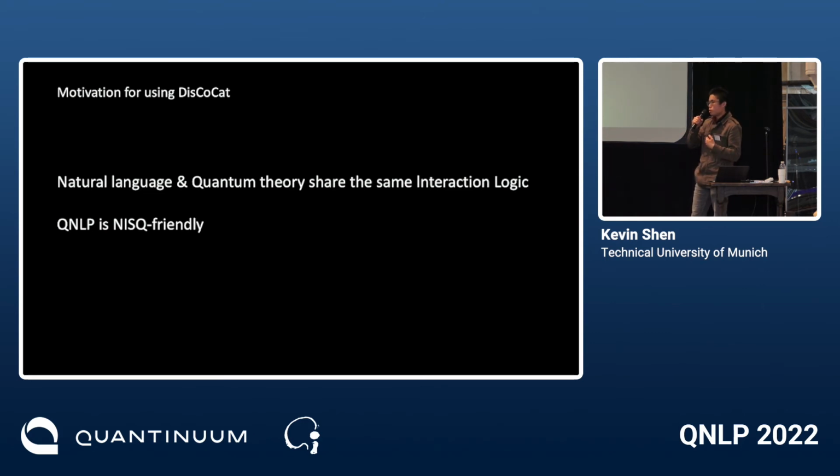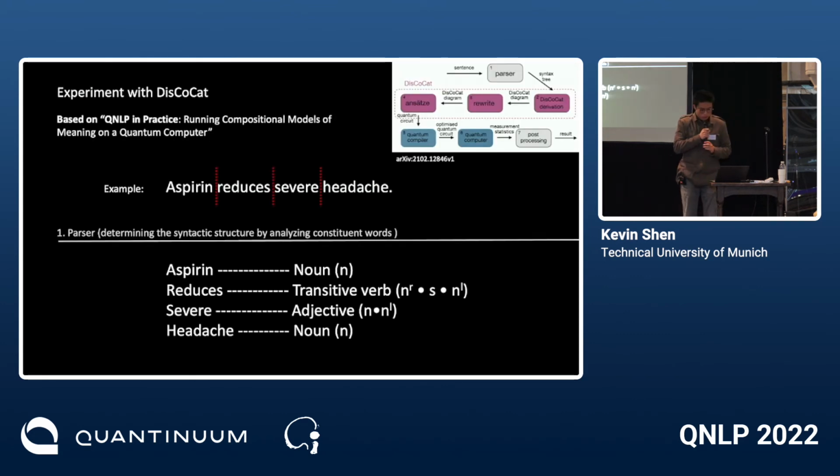So we are not just waiting here until we have a fault-tolerant quantum computer to run the algorithm, but we can already start with it and upgrade it constantly as the theory improves. Yeah, so what exactly did we do?